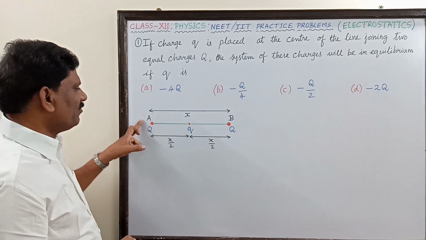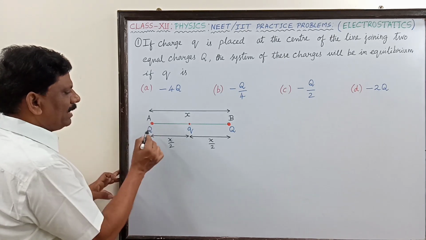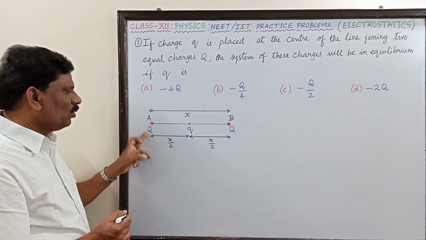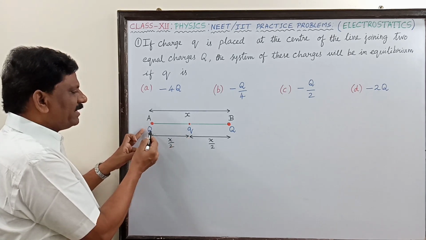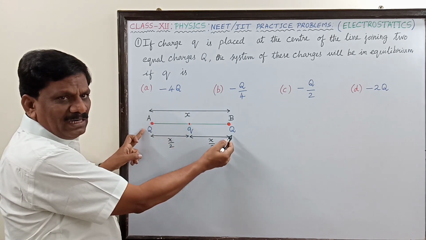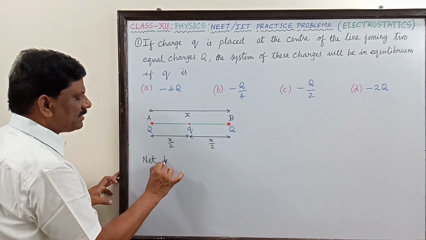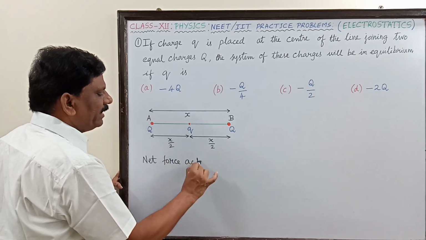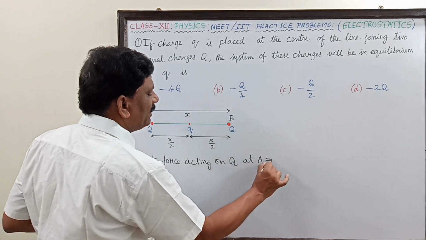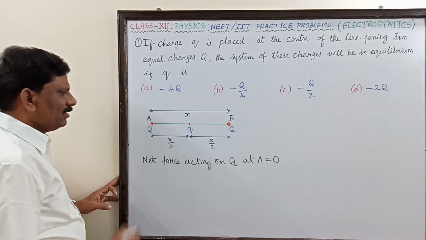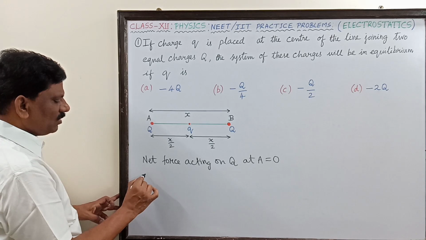So the net force acting on the charge Q placed at A is equal to 0. So what are all the forces acting on this charge Q placed at A? It is experiencing a force due to small q. It is also experiencing a force due to capital Q placed at B. So the net force acting on the charge Q placed at A is equal to 0. So what is the net force acting on this Q due to these two charges?